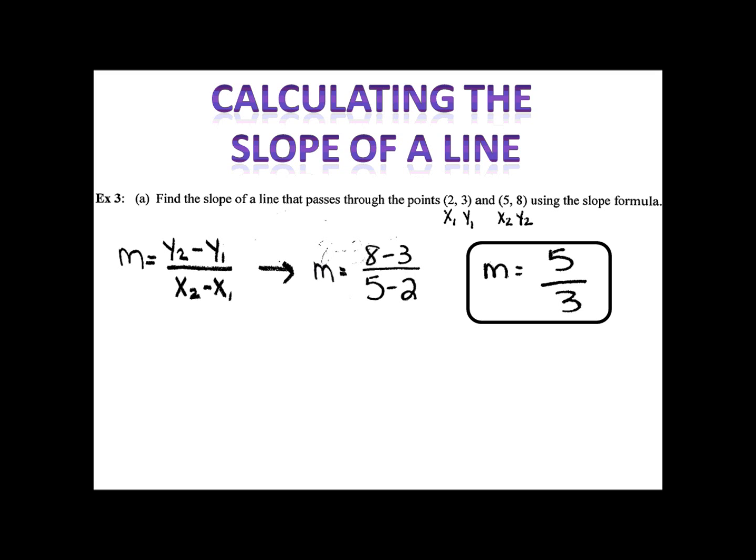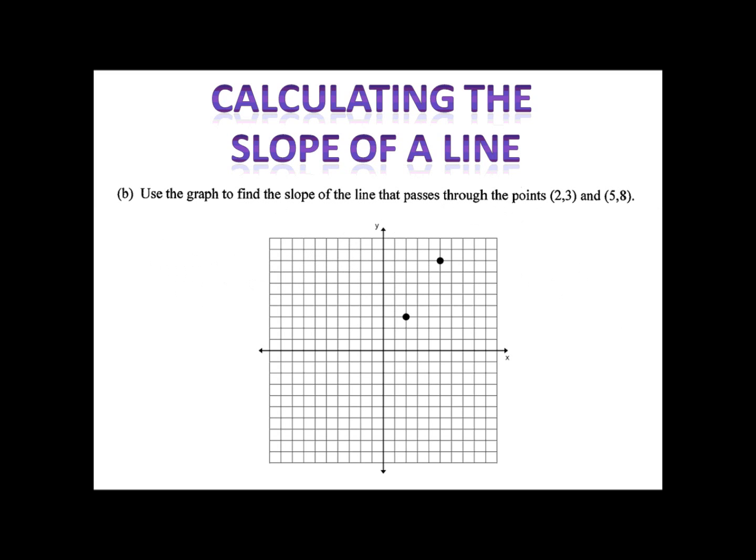We can verify this by looking at a graph. Notice I have the points 2, 3, and 5, 8 plotted on this graph. If I count the slope up and over, indeed I go up 5 and to the right 3.